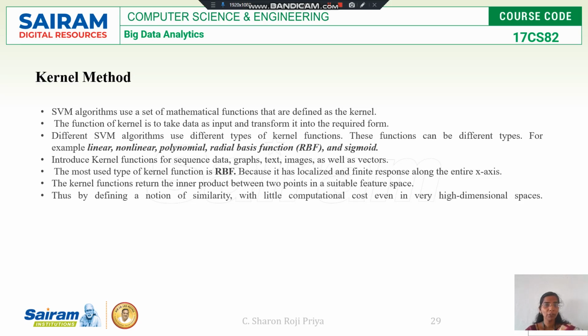We have different SVM kernels like linear, non-linear, polynomial, radial basis function and sigmoidal function. Out of all these functions, the most commonly used kernel method is RBF, radial basis function. So what is this kernel method used for? It is used to transform the input data into the required form. It is used for tuning the parameters.